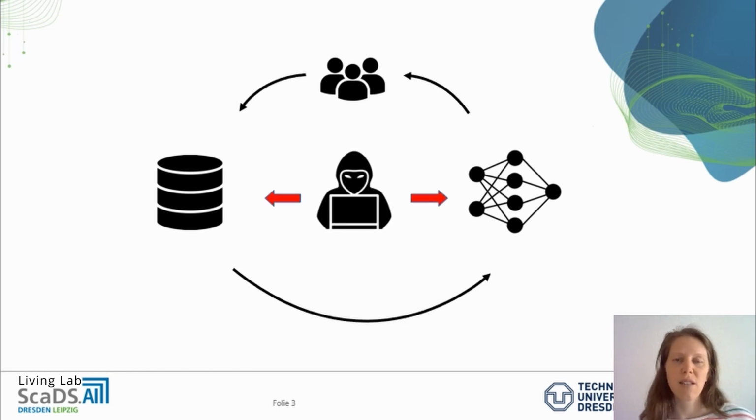But now it's possible that an adversary gains access to either the data source or to the machine learning model and can gain information about the users and their private data. We want to prevent this, and therefore we are going to present two different fields of privacy preservation.